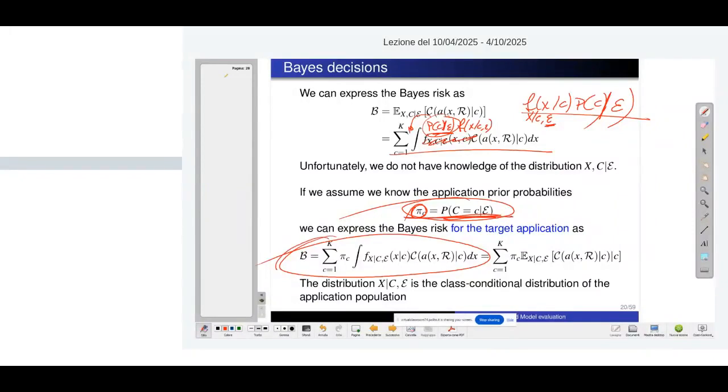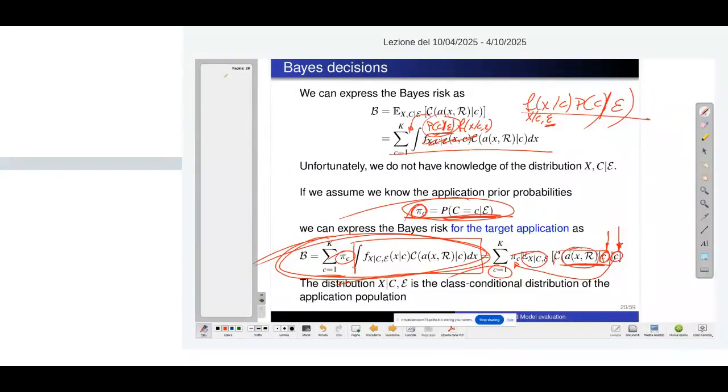Then I can rewrite my Bayes risk in this way. It's a sum over classes of a prior, the application prior for class C, times this expression. This is what? This is the expected cost when samples are drawn from the distribution of x given C. So it's the expected cost that I have for samples of class C. Remember that this C here is blocked because this C appears twice. It's the C that is outside.